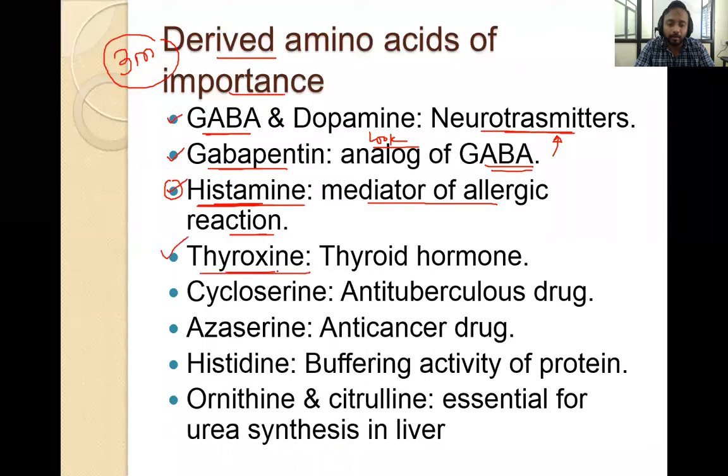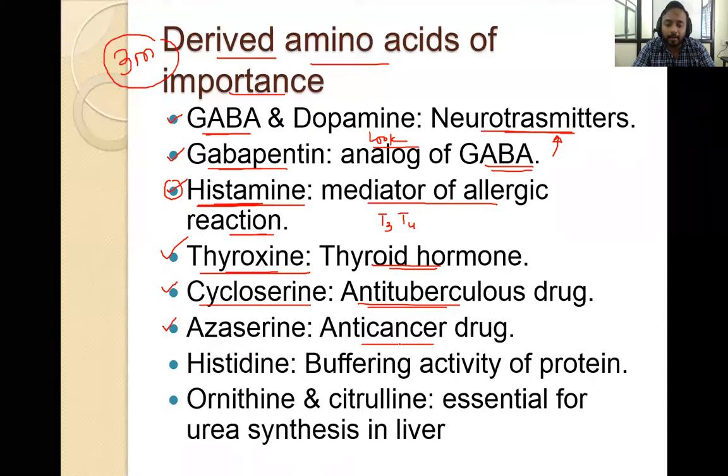Then thyroxine. Thyroxine you will know by the short forms T3, T4. Those are thyroid hormones, and they are again amino acids. Other examples are some anti-tubercular drugs. You might have heard many people talking about it; even Amitabh Bachchan endorsed it. The treatment for TB. One of the drugs, cycloserine, is again an important derived amino acid.